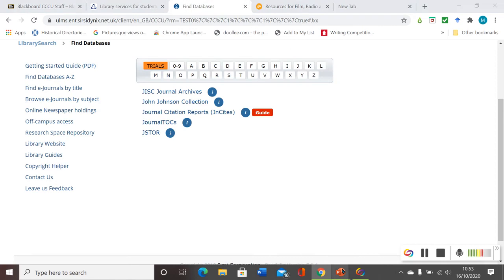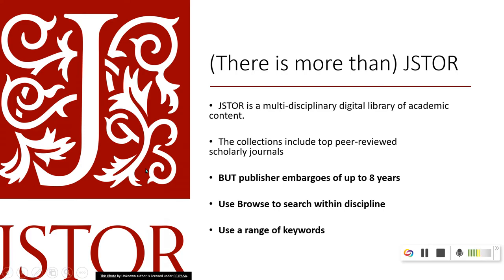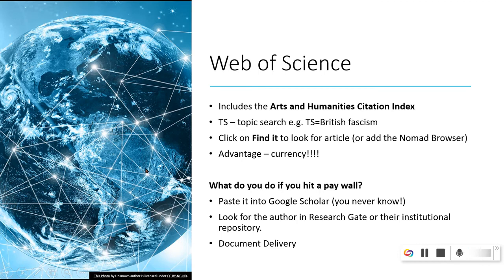Let's go back to our presentation and see what our options are. The one I would try is something called Web of Science. Now it sounds a bit of a misnomer with a title like that, but it does include the Arts and Humanities Citation Index. So it is a rich source of current material within the arts and humanities. It allows you to do a topic search, so you could put in a broad topic. I put in British fascism, and then it gives you options to find in the article.